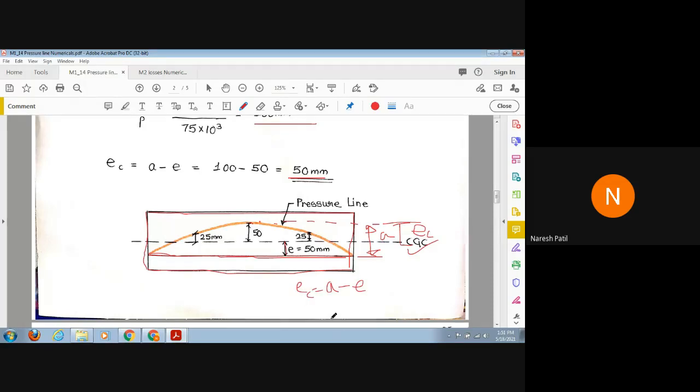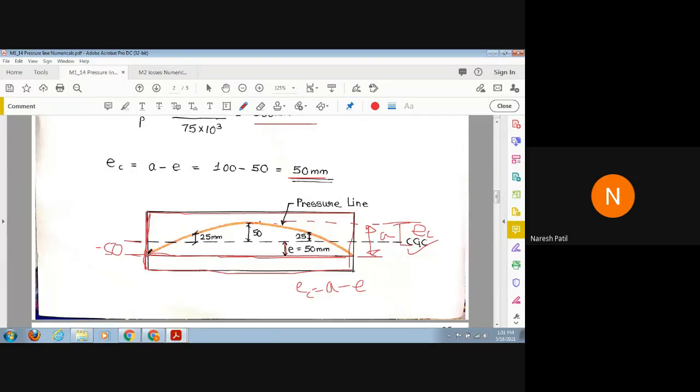Now look. First, at support we got minus 50. As I told you, below CGC it is negative. So this is the support section. At support we got the value of EC as minus 50, that's why it is negative. So this is minus 50 at support. At quarter span we got EC as plus 25.